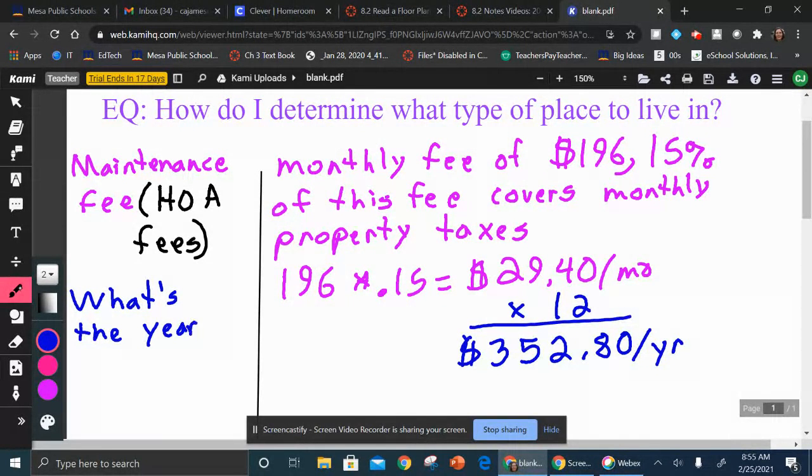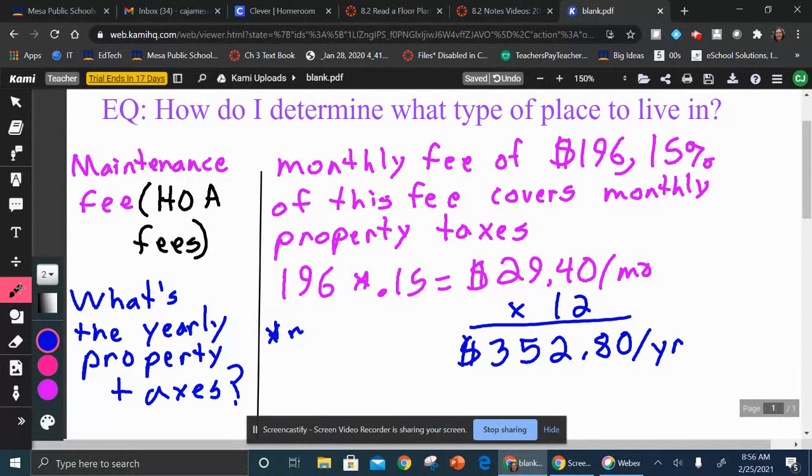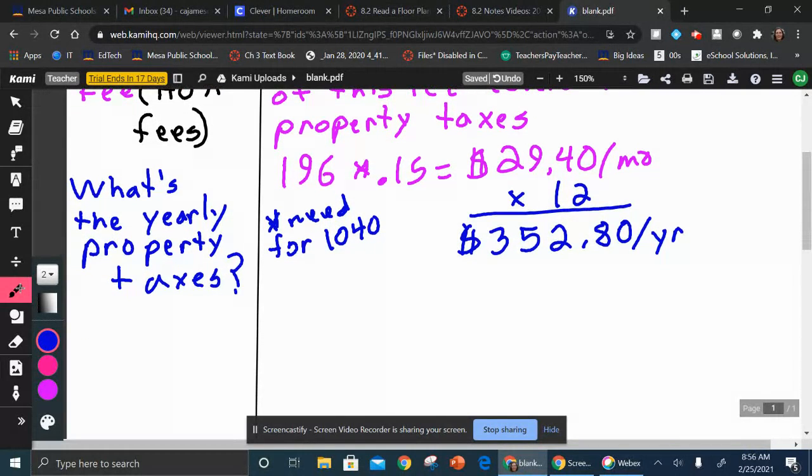So what's the yearly property taxes? Okay, so you might need that for your 1040 form to fill out your taxes. Okay. Okay, so, and then we have another one.